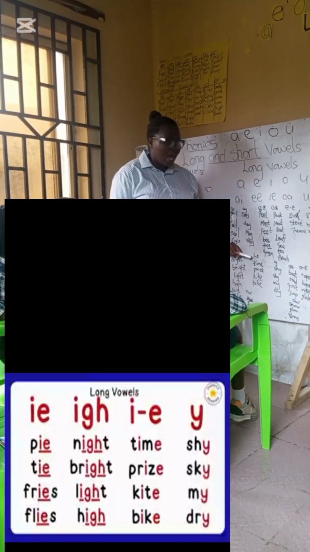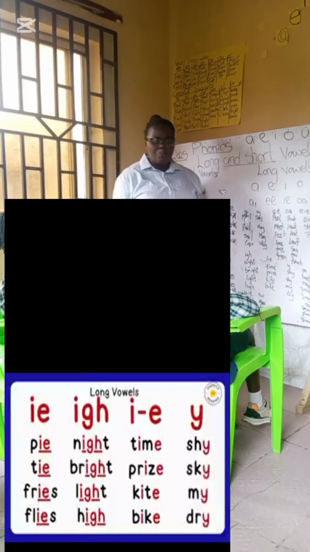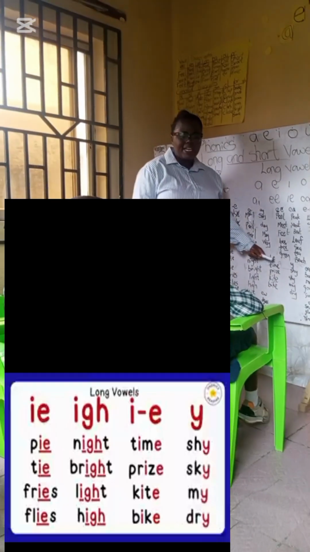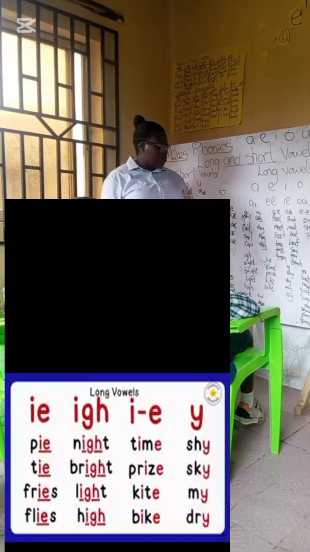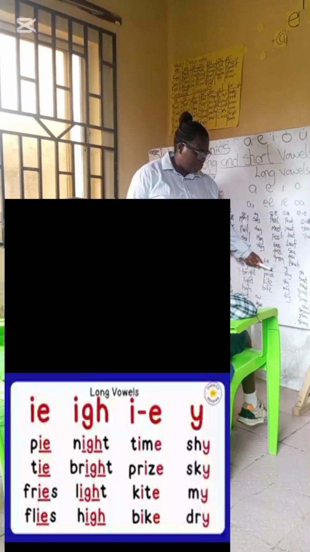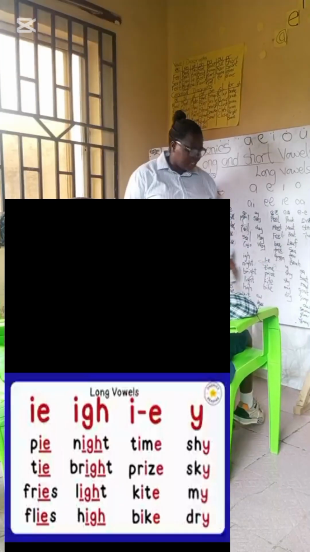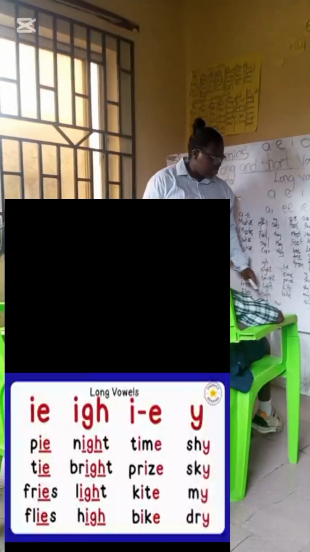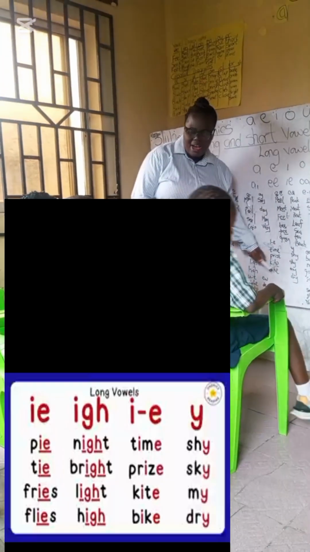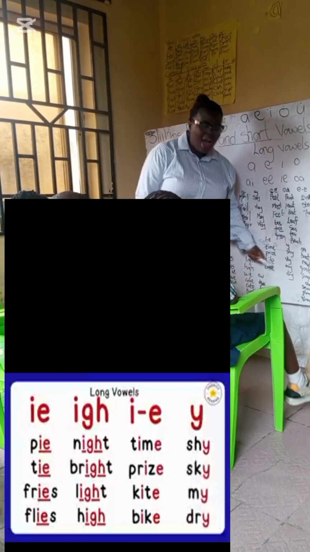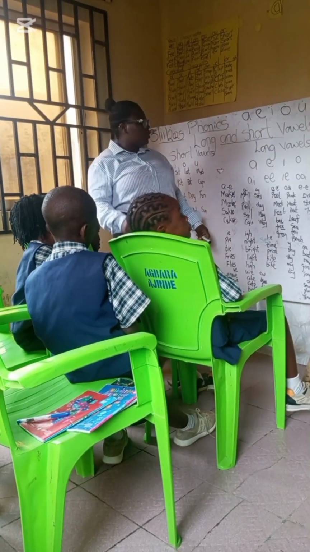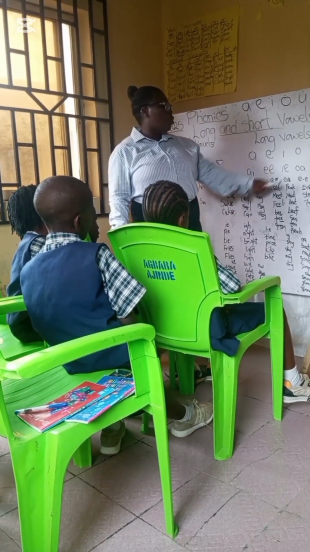Then we move to I and E separately. We have I and E separately, as in tie. You can hear the name of your I while your E is silent, as in prize, as in kite, as in bike. Then we move on to O.